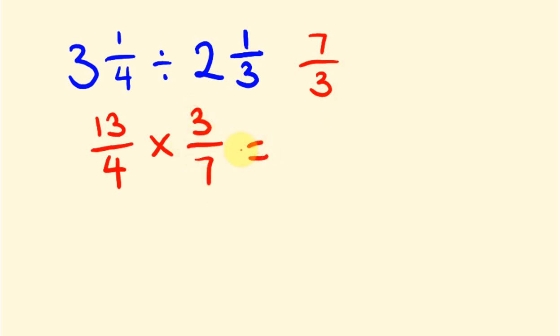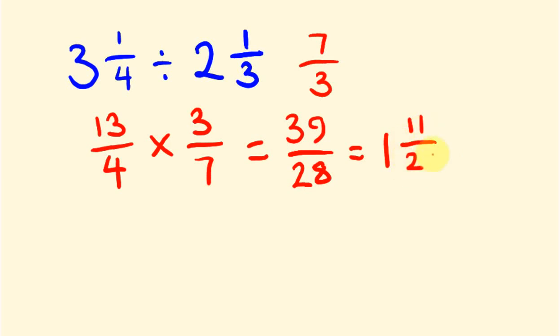So let's have a look at this. 13 times 3, the answer to that is 39. And 4 times 7 is 28. Okay. 39 divided by 28, there is one of those. And to get from 28 to 39, then we have 11 more. So 11 over 28. A completely horrible answer, I know, but a correct answer.